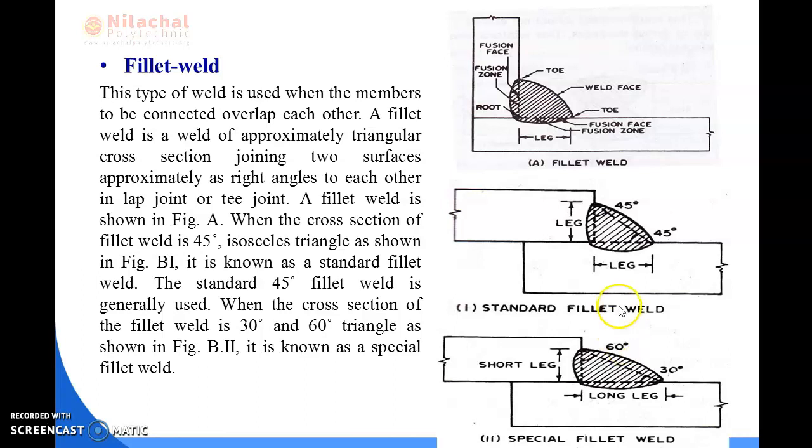So as compared to the standard fillet weld and special fillet weld, the standard fillet weld is much better than the special fillet weld. Normally, in structures, we use the standard fillet weld according to the code.